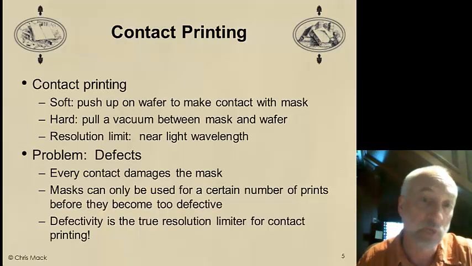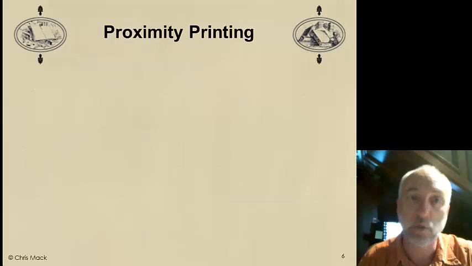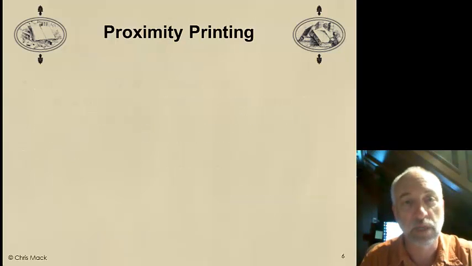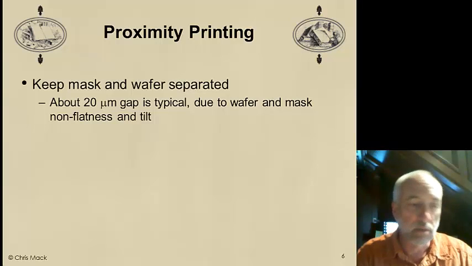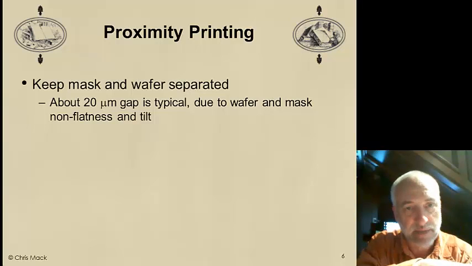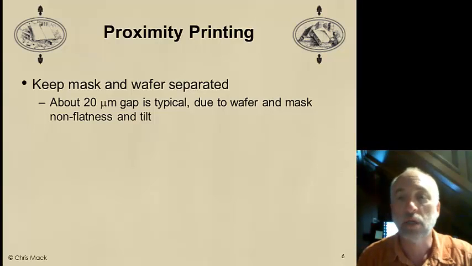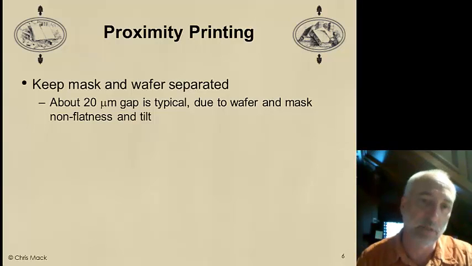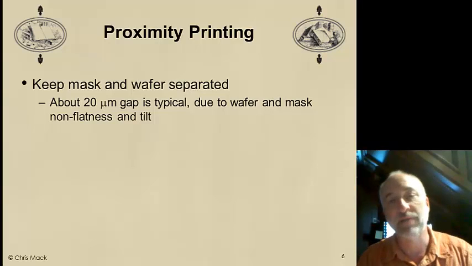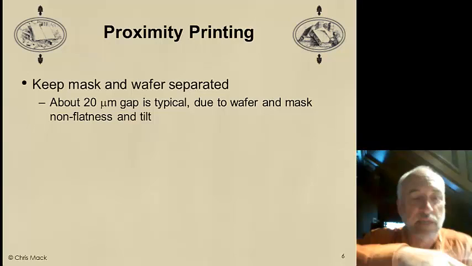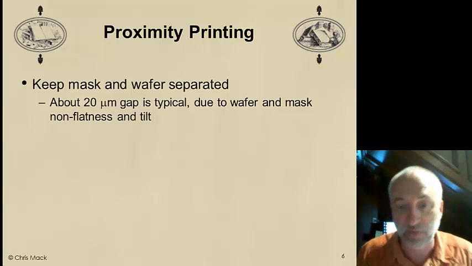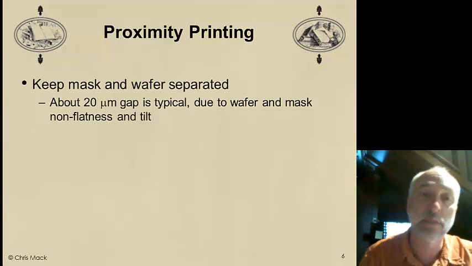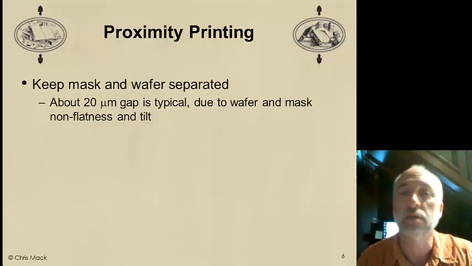The simple solution, and the solution the industry chose quickly, was something called proximity printing. Here, we keep the mask and the wafer separated by a small amount. We put some little mechanical device that stops the mask and the wafer with a gap, maybe 20 microns, between them so that they don't touch. You need a gap that's at least 10 microns, but 20 microns is pretty typical because you have non-flatness of the wafer, non-flatness of the mask. Things get tilted and moving around a little bit, and you can't really get them quite perfect. So you need at least that kind of a gap to prevent any accidental touching.